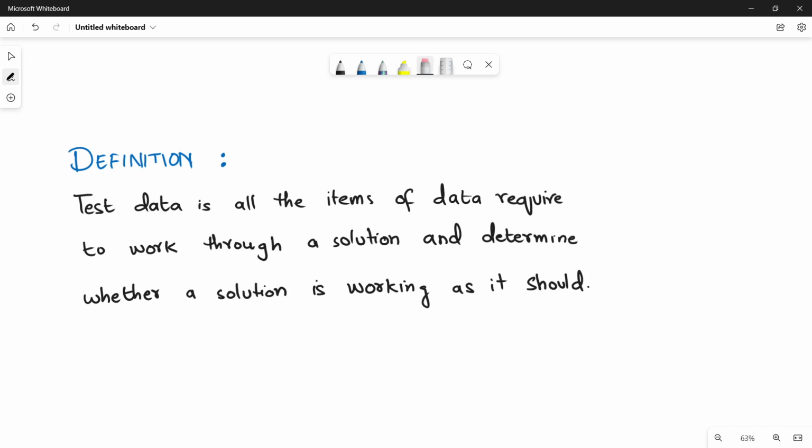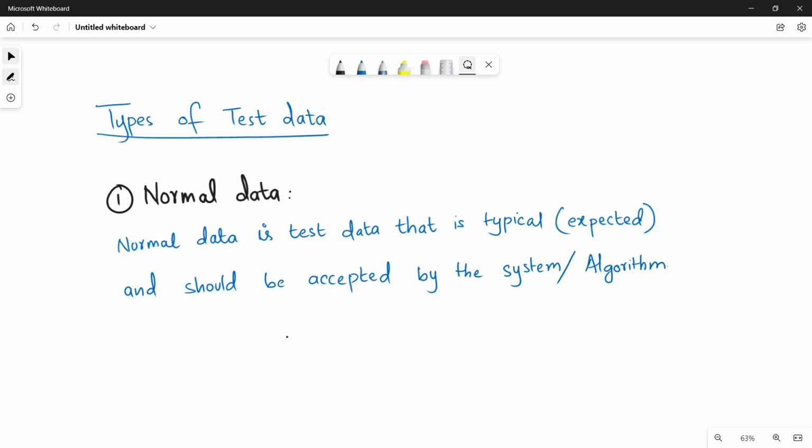Now I am quickly moving towards the different types of test data that we can use for any algorithm to test it. The first type of test data is the normal data. Normal data is a type of test data that is typical or expected, that the user can enter into your algorithm, and it will be accepted by the system and algorithm.